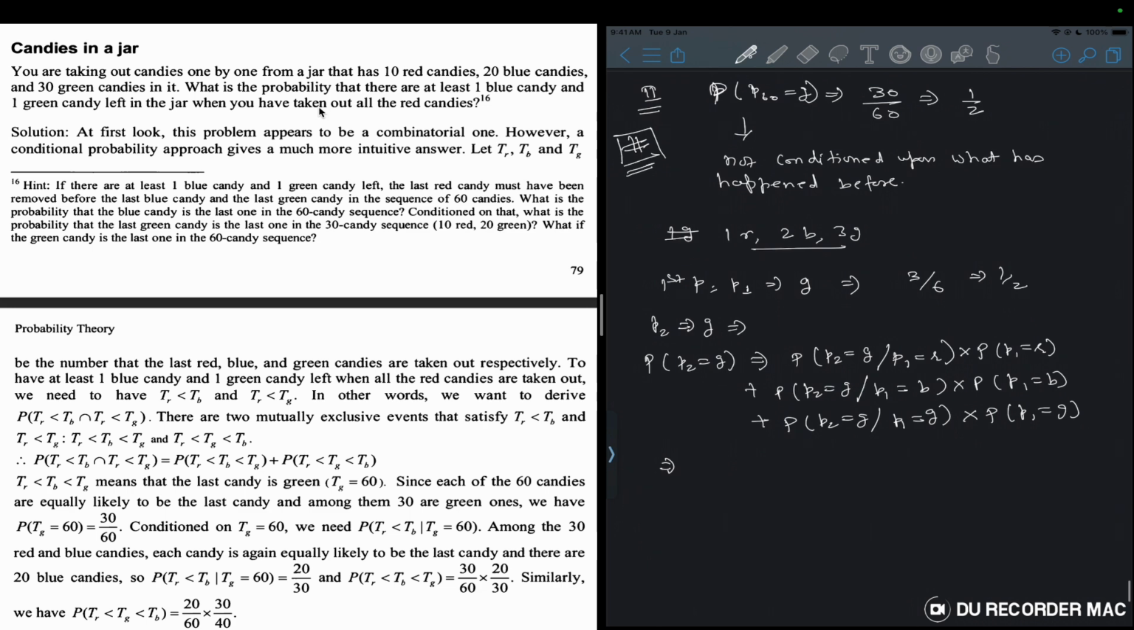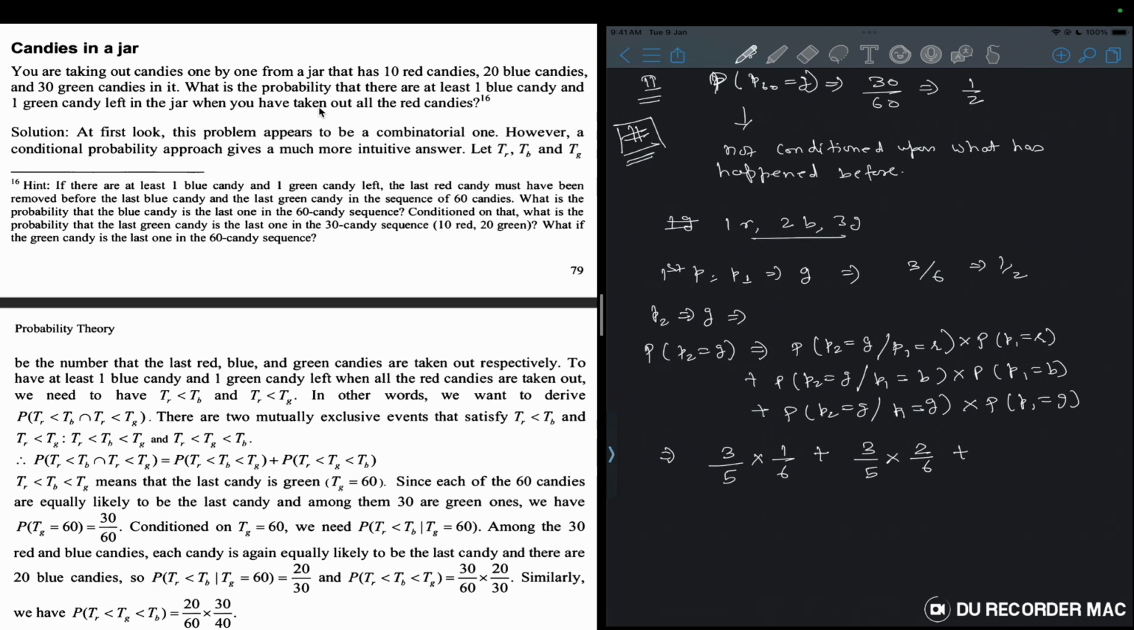Now let's try to calculate this. What is the probability that P2 is G given that P1 is R? If P1 is R, then for P2 being G, the numerator remains 3 and the denominator becomes 5, since there are only 5 candies to pick from. And the probability that P1 is red is 1 upon 6. Okay. Now P2 is green given that P1 is blue, again 3 upon 5, and P1 is blue, there are 2 candies, 2 upon 6. Plus P2 is green given that P1 is green, so the number of green is reduced by 1, so this is 2 by 5, and P1 is green is 3 initially, 3 by 6.